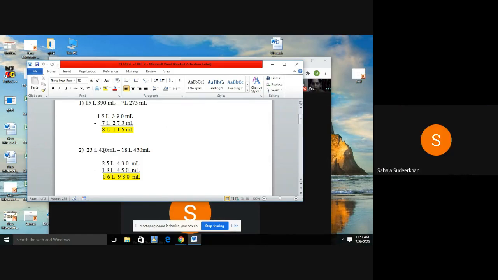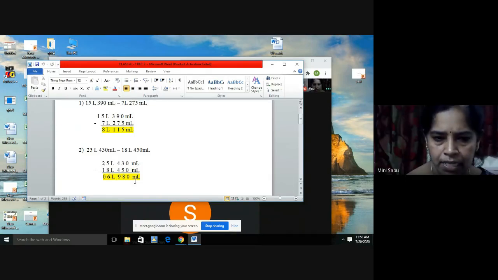25 liter 430 milliliter minus 18 liter 450 milliliter. We will write one below the other. 25 liter, this is the bigger quantity first, and the smaller quantity below the bigger quantity according to the places. And don't forget to write the units. So go in the same order. Milliliter, you write milliliter first, then you start subtracting as you subtract normal numbers.